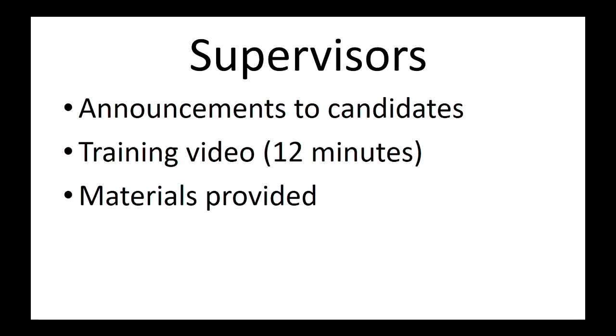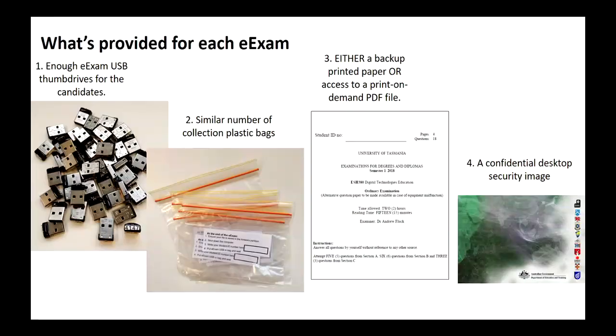And the other thing that they're quite concerned about is what materials are provided. So we actually go over a picture here. Obviously, they have to have enough USBs for all the candidates. And the way that the university has decided to do it is they have a little plastic bag. The important thing is that in the acquittal process, they need to have something with a candidate's ID number on it. And the USB is too small to write on, so they put it in a plastic bag with a label on it.